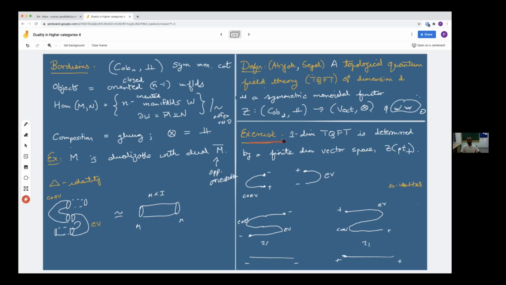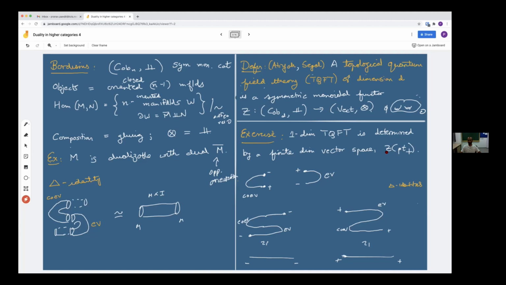Okay, so here's an exercise: the complete classification of one-dimensional topological quantum field theories in the sense of Atiyah and Segal is that a one-dimensional TQFT is determined by where it sends Z of the point with the positive orientation. So there are 2 points that you can consider: the point with the positive orientation and the point with the negative orientation. And of course, you can consider disjoint unions of these. These are all objects in Cob1.